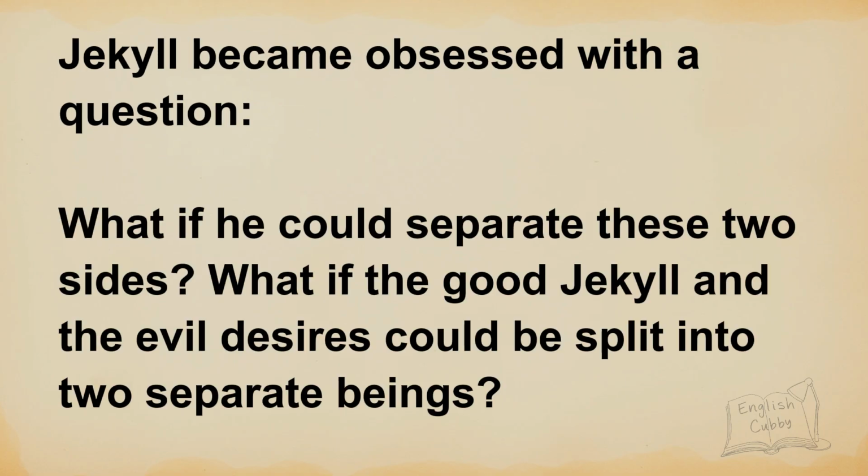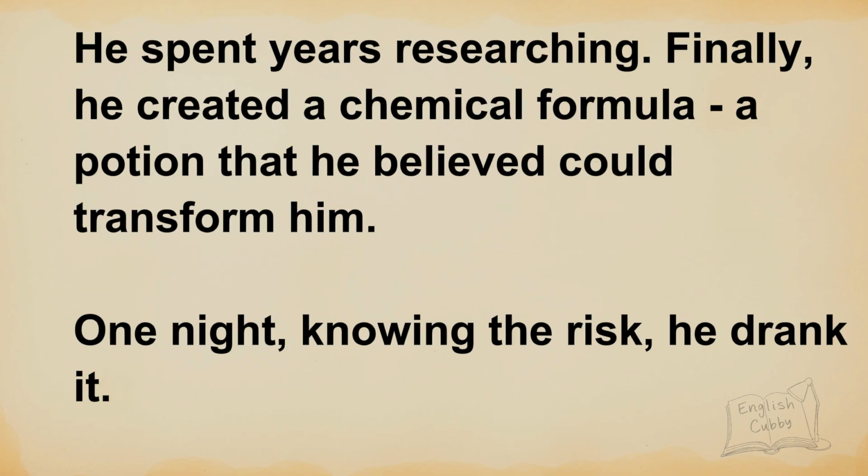Jekyll became obsessed with a question. What if he could separate these two sides? What if the good Jekyll and the evil desires could be split into two separate beings? He spent years researching. Finally, he created a chemical formula, a potion that he believed could transform him. One night, knowing the risk, he drank it.